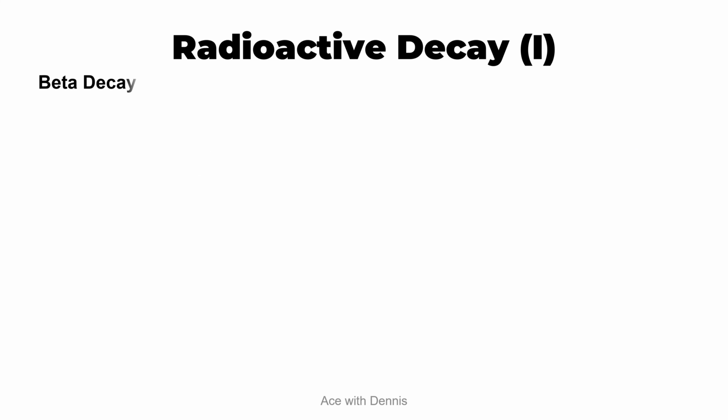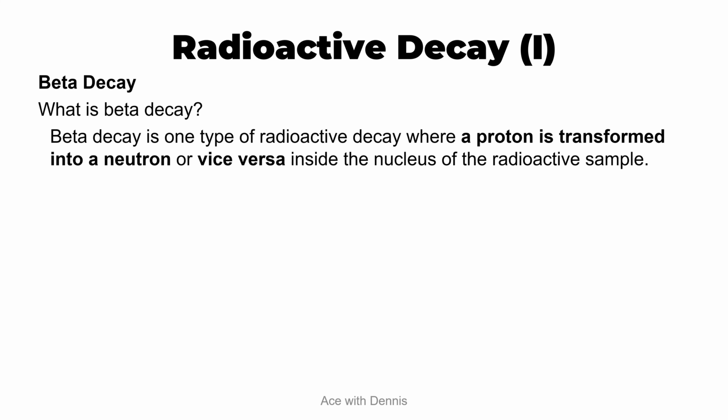The second decay is beta decay. So the question is, what is beta decay? Beta decay is one type of radioactive decay where a proton is transformed into a neutron or vice versa inside the nucleus of the radioactive sample.